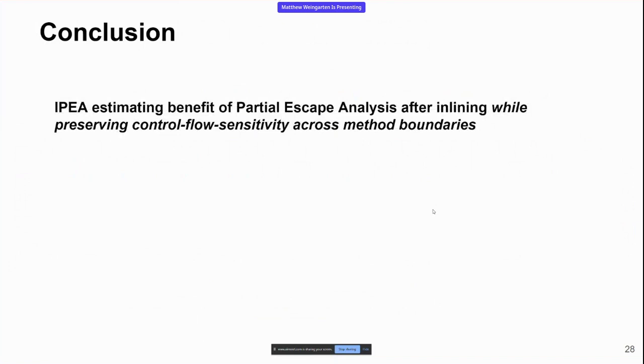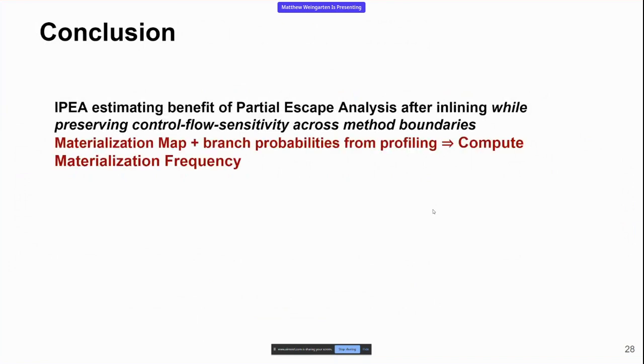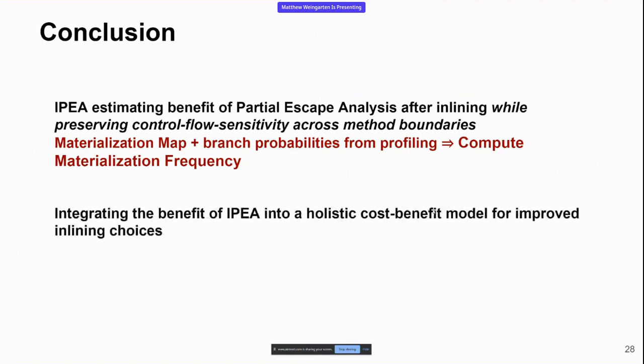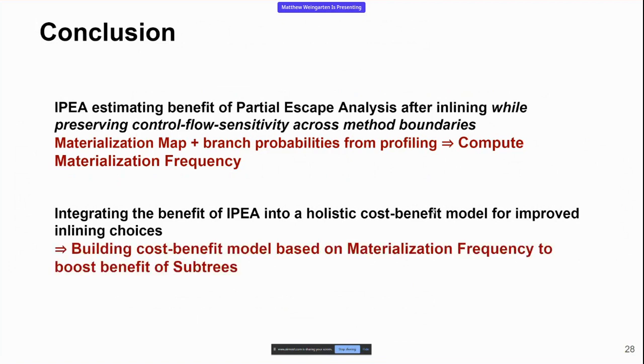In conclusion, what I really want to drive home is how we solved preserving control flow sensitivity with these materialization mappings plus branch probabilities from profiling to compute materialization frequency, and how we integrated the benefit that we got from IPEA into the holistic cost-benefit model. And here we use the materialization frequency as the main parameter for how much we boost specific subtrees.